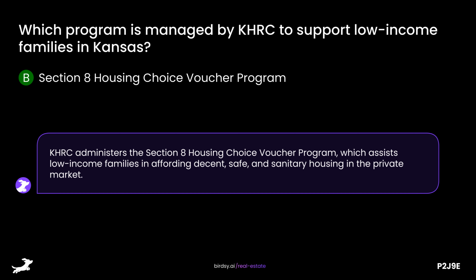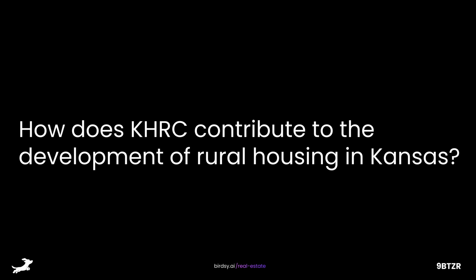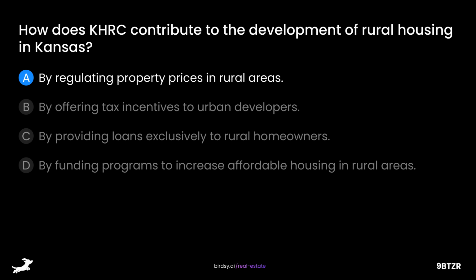KHRC administers the Section 8 Housing Choice Voucher Program, which assists low-income families in affording decent, safe, and sanitary housing in the private market. How does KHRC contribute to the development of rural housing in Kansas? Is it A, by regulating property prices in rural areas, B, by offering tax incentives to urban developers, C, by providing loans exclusively to rural homeowners, or D, by funding programs to increase affordable housing in rural areas? The answer is D, by funding programs to increase affordable housing in rural areas.